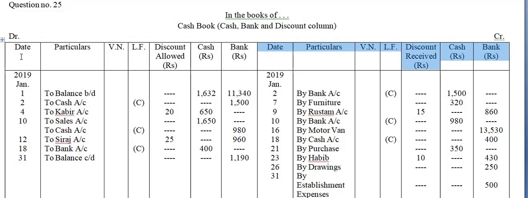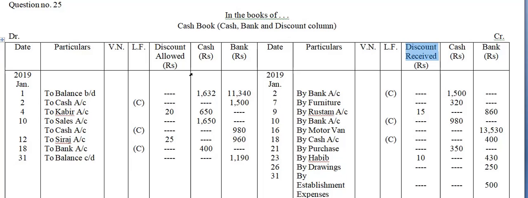So this is your date, particulars, voucher number, LF, discount allowed towards the debit side, and towards the credit side it will be discount received. Because discount is of two types, one is allowed and the other one is received. So discount allowed will be recorded towards the debit side and discount received will be recorded towards the credit side.